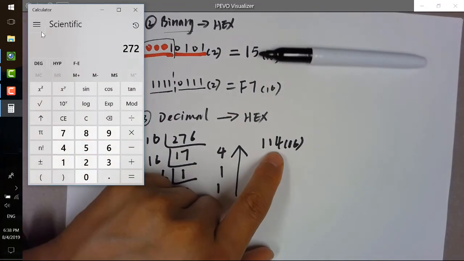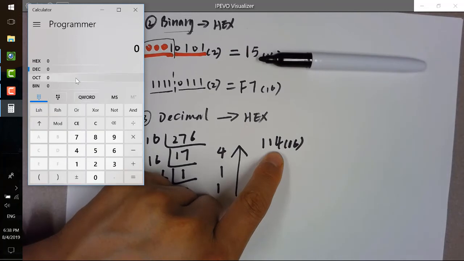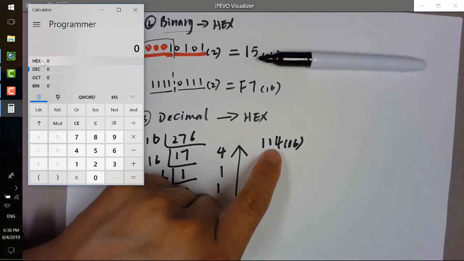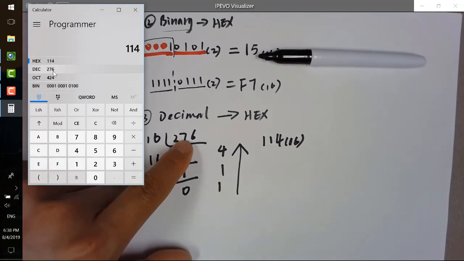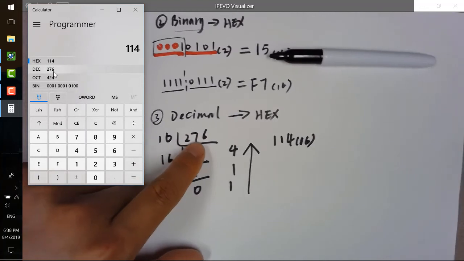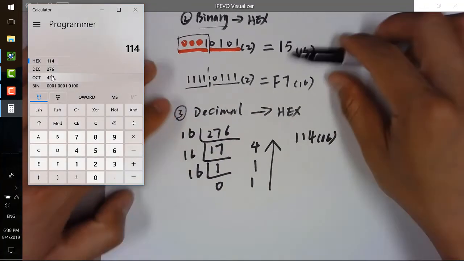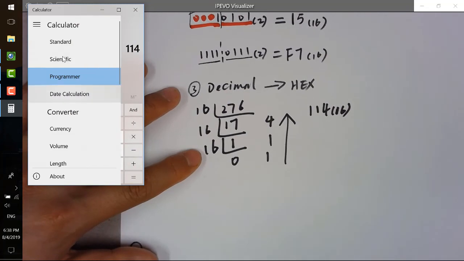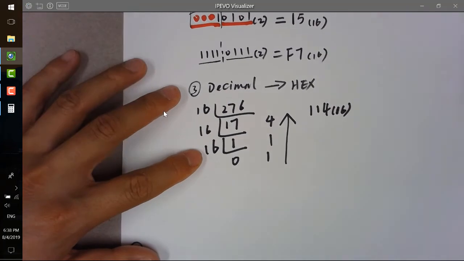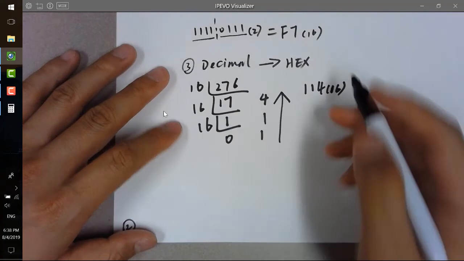Now let's see if this is right. Let's go back to the programmer version, and we type a hex version here, which is 114, and the decimal version is 276. Right, so it's verified. Let's try one more example here, so you know how to do it with this decimal to hex.